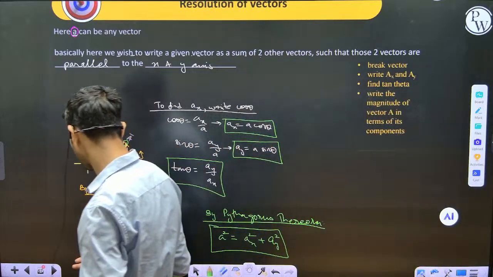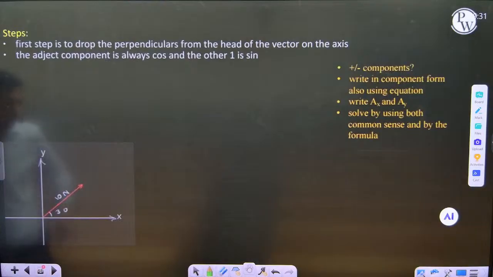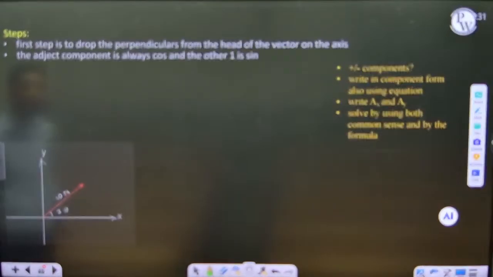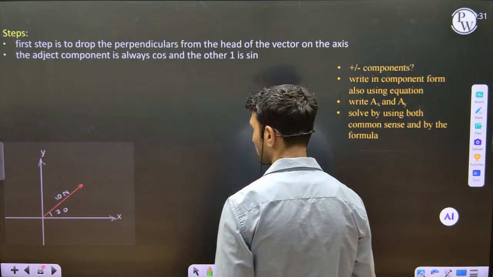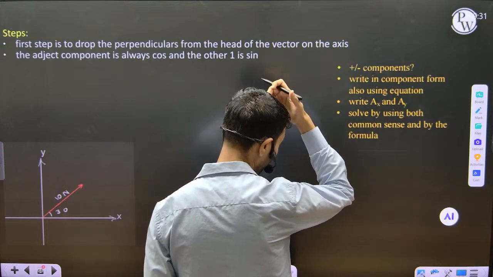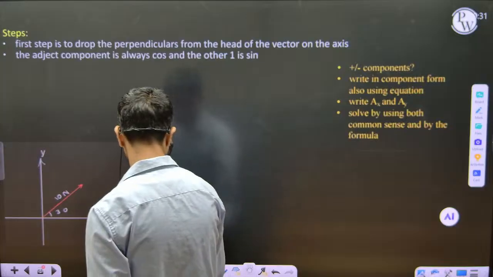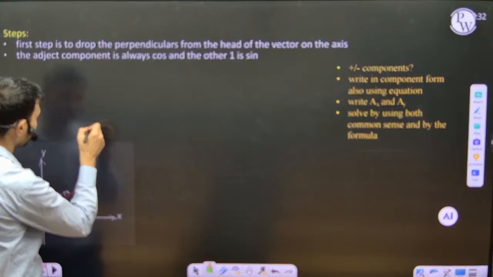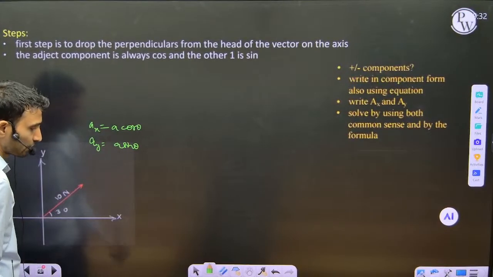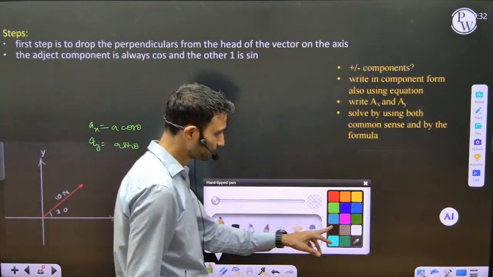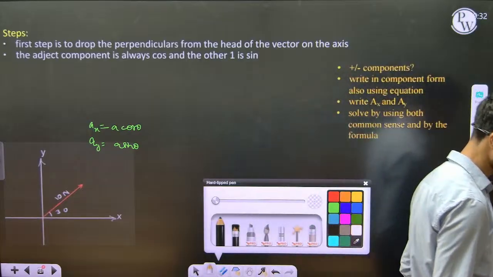So let's go ahead now. Let's do this. 10 Newton at 30 degree. We have to write the positive and negative components. So basically, let's use the formula we got to find out the components here. So what was AX equal to, if you remember, A cos theta, and what is AY equal to, A sin theta, right? So simply let's write down AX and AY for this particular problem.